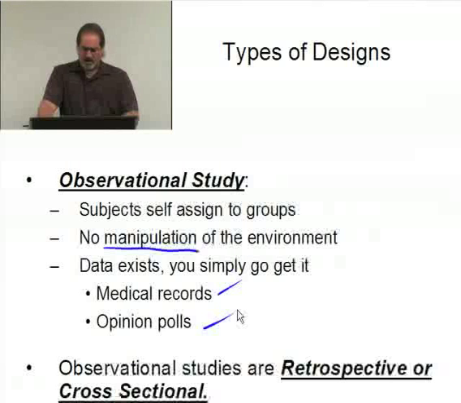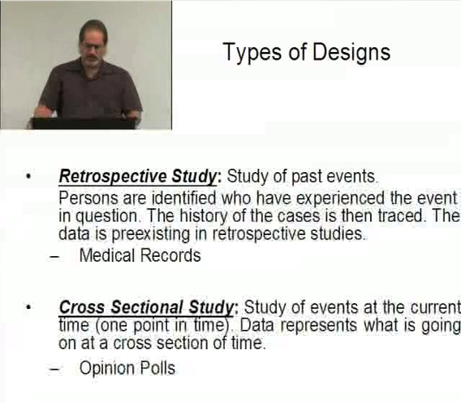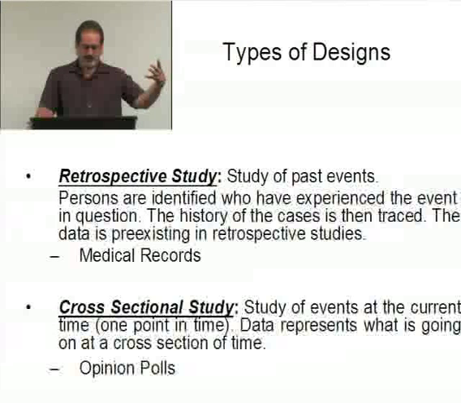Observational studies are either retrospective or cross-sectional. In a retrospective study, we study past events, like I said, maybe medical records. Medical records is a really good example of a retrospective observational study. They've already experienced the event that we're questioning, we're researching, and we go back and retrace the history of the case. Very common in medical records.